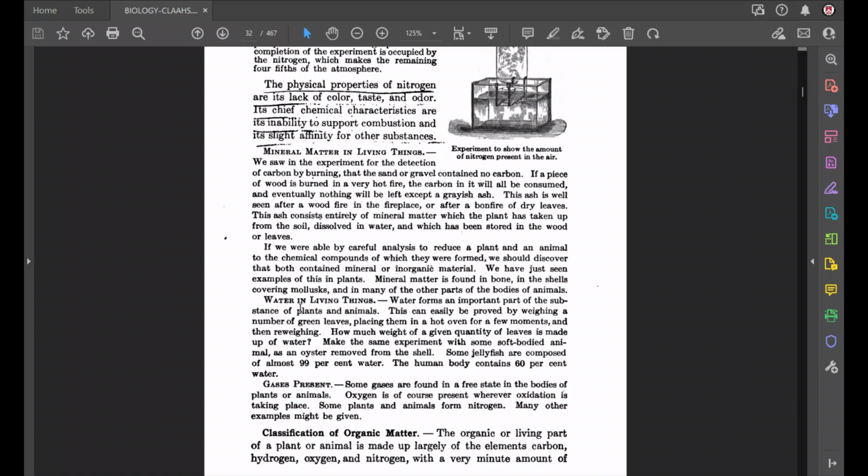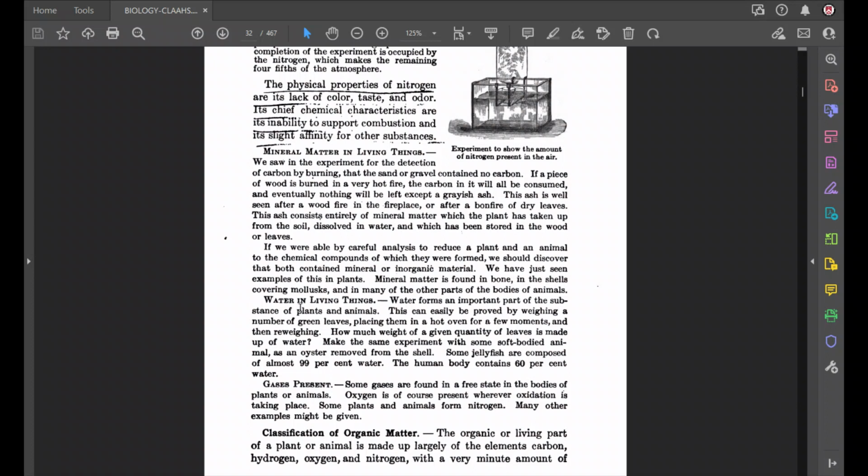So it says to do that with an oyster or a jellyfish. And it says that some of these animals, like an oyster or jellyfish, can be 99% water. Their body is actually 99% water. The human body is about 60% water. So almost 2/3 of our body is just water.